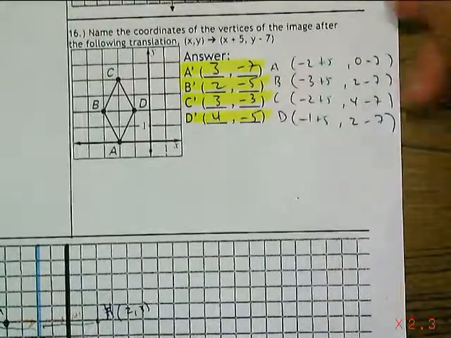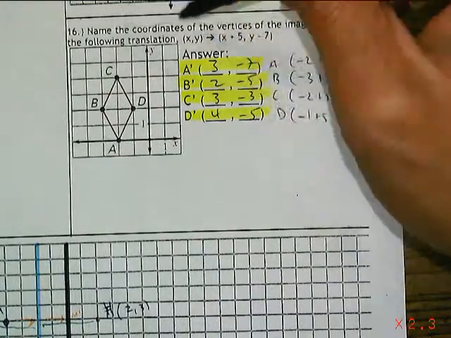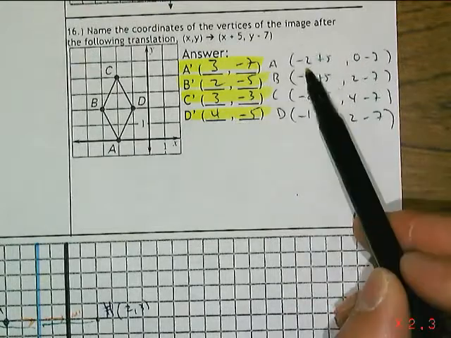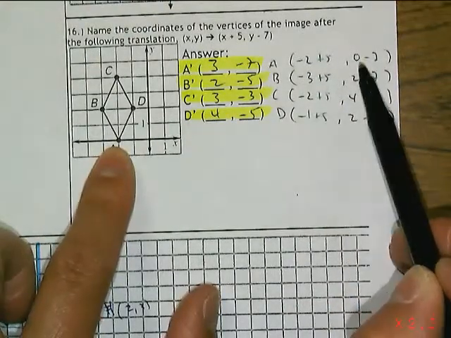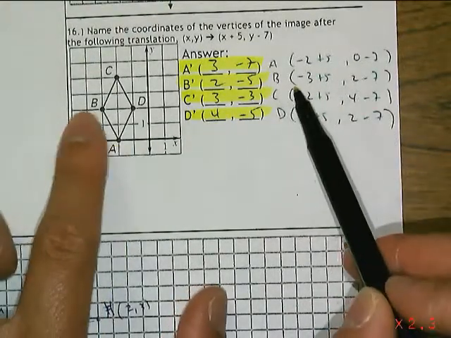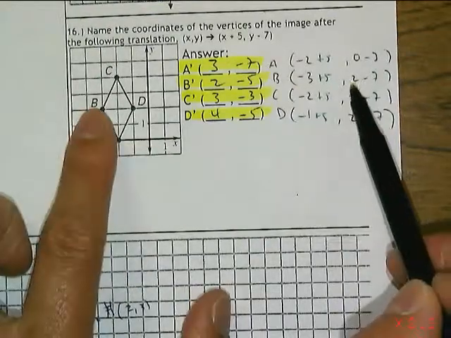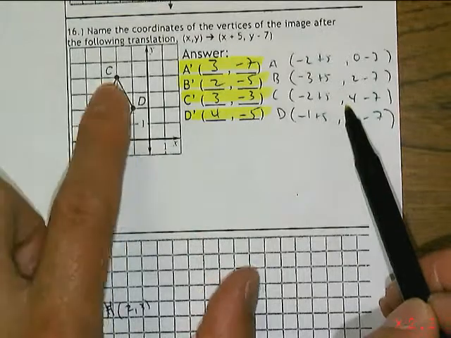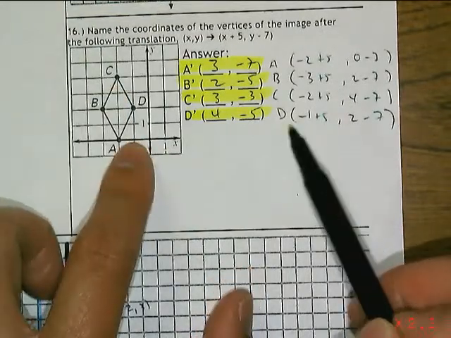Question number 16, name the coordinates of the vertices of the image after the following translation. So I took the coordinates here. A is -2, 0. B is left 3, up 2. C is left 2, up 4. And D is left 1, up 2.